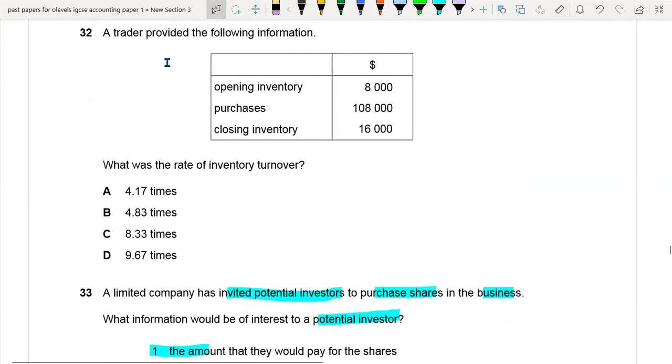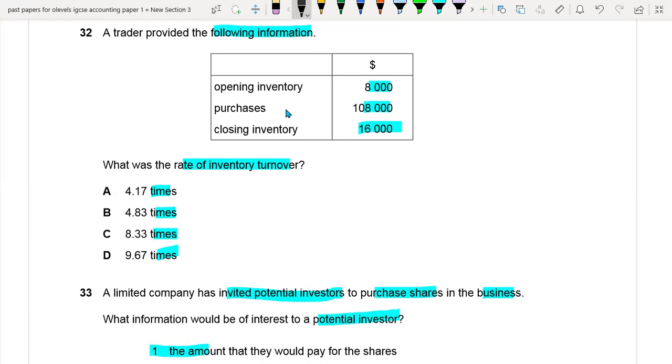Okay. So the next question is, a trader provided the following information. So we have the opening inventory, purchases, and the closing inventory. What was the rate of inventory turnover? So as you can see, the options are in times. So it means that we need to calculate the rate of inventory turnover in times, not in days. So this is very easy, because I don't think there is anything missing which we have to find out.